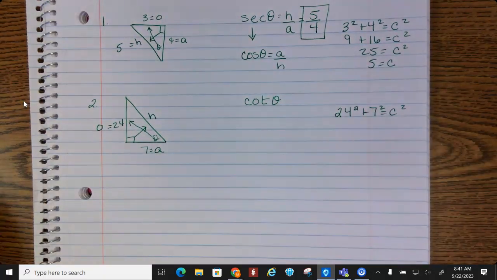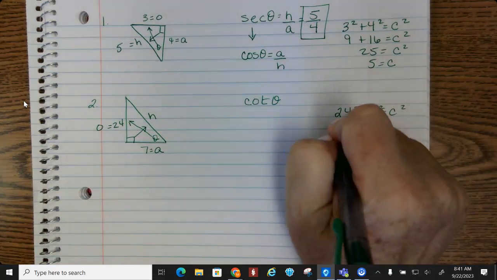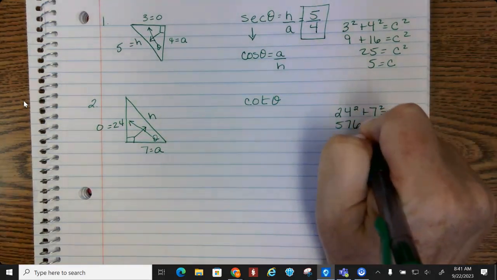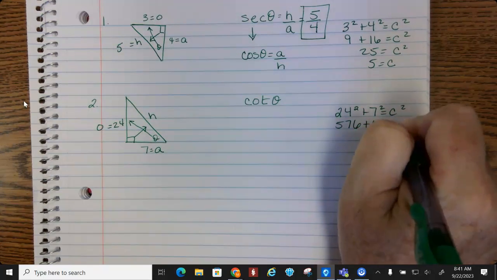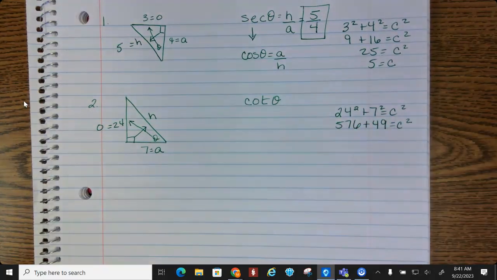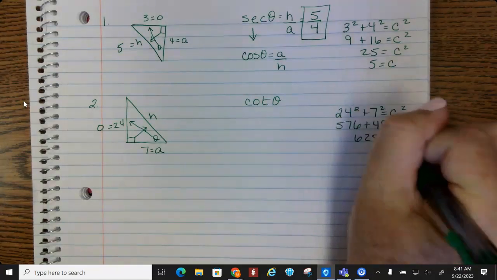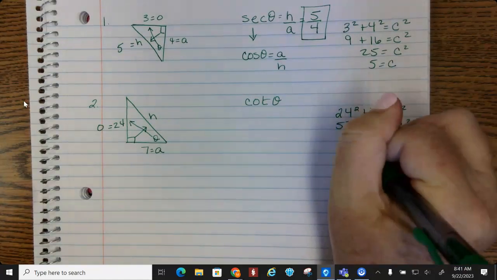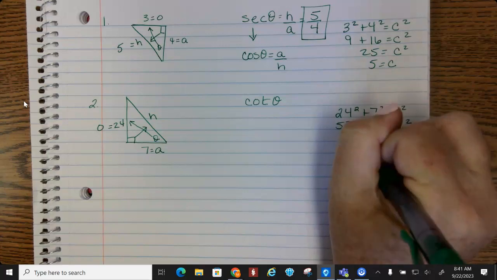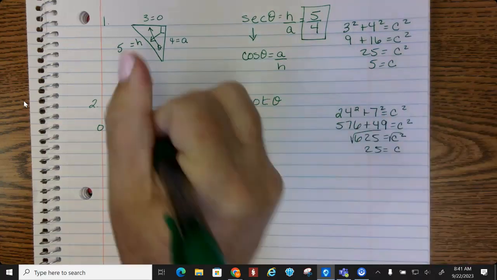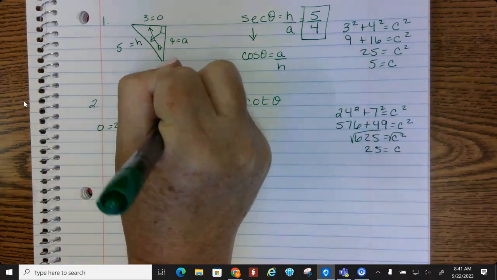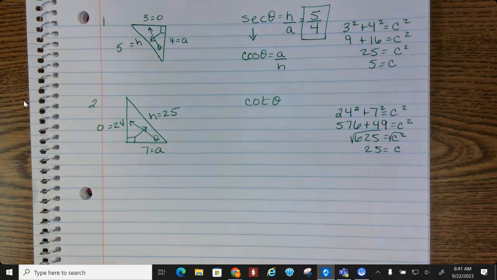Okay, let me grab a calculator. So 24 squared is 576. 7 squared is 49. Okay, let's add them together. Then we get 625. Square root both sides, and we get 25.